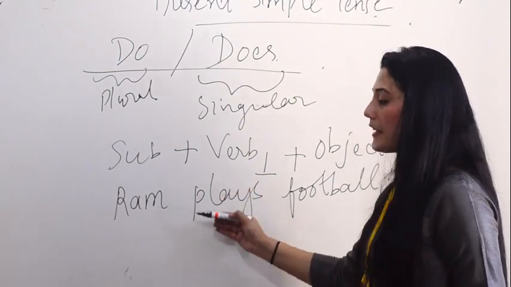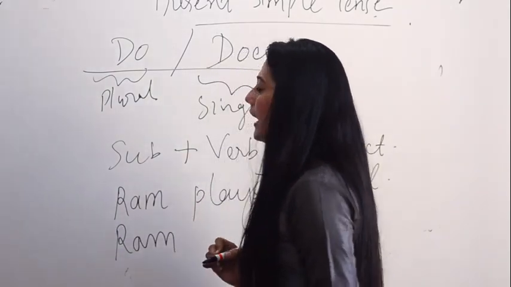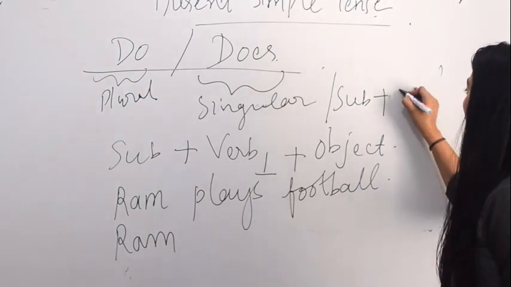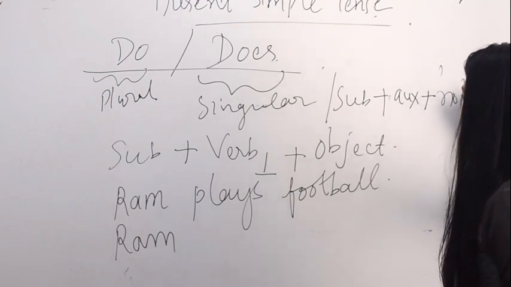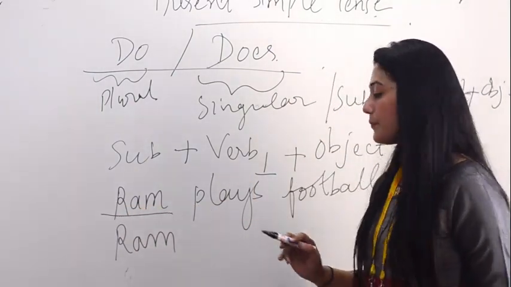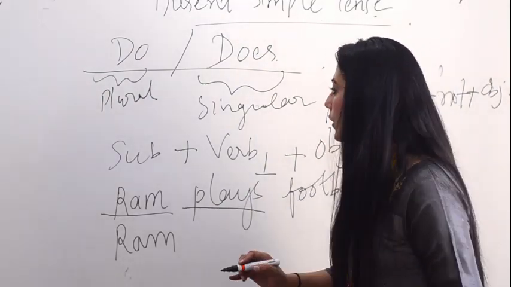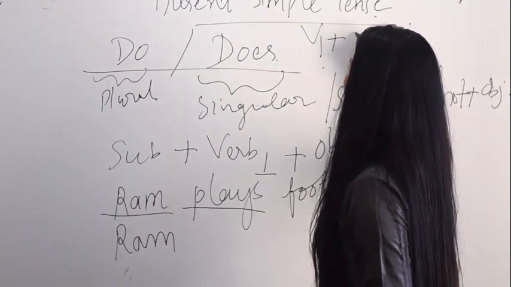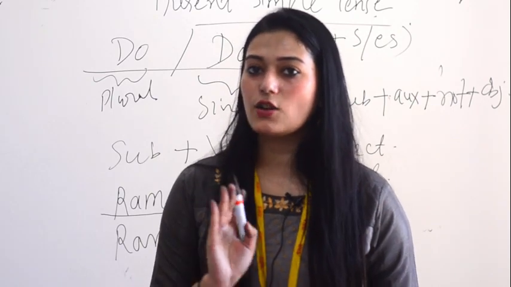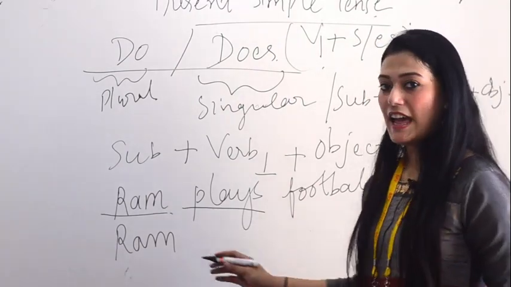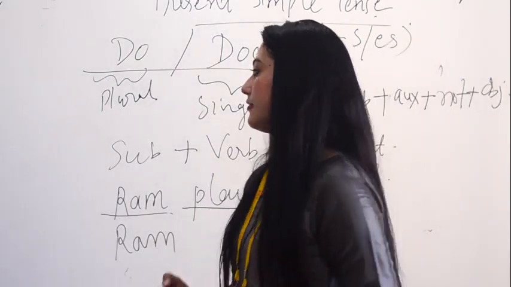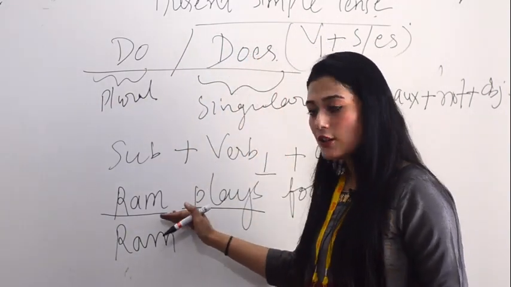Now, if we make it negative, the structural formula will be subject plus auxiliary plus not plus verb plus object. Keep in mind, because the subject is singular, the verb takes s/es. If the subject is singular, you will use verb's first form plus S or ES, and if the subject is plural, you will use verb's first form only. Do not put S or ES with the verb. Now, Ram plays football. As Ram is a singular subject, we put play plus S.